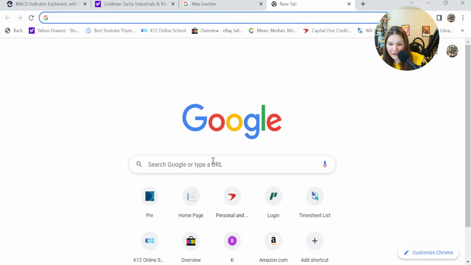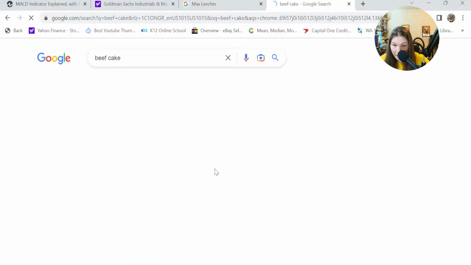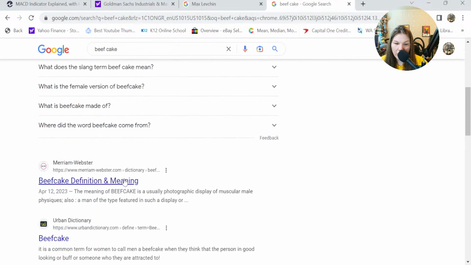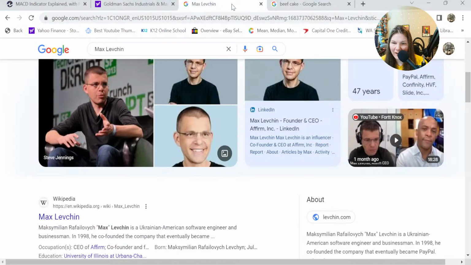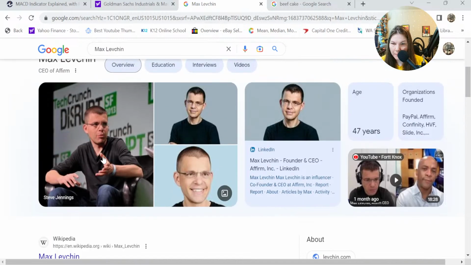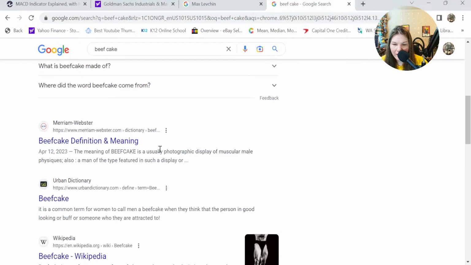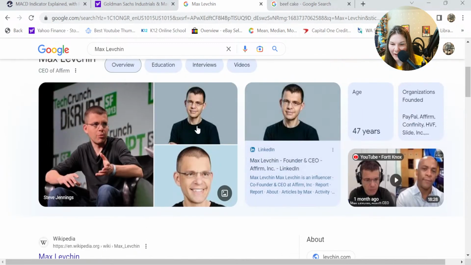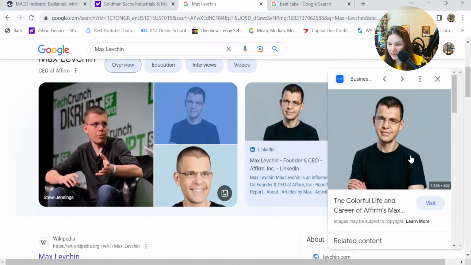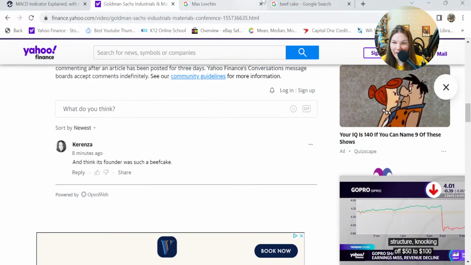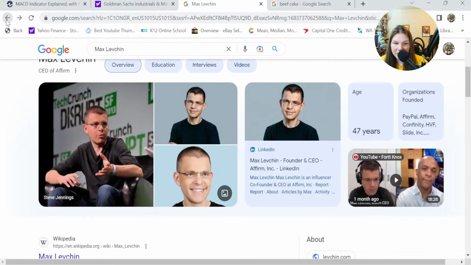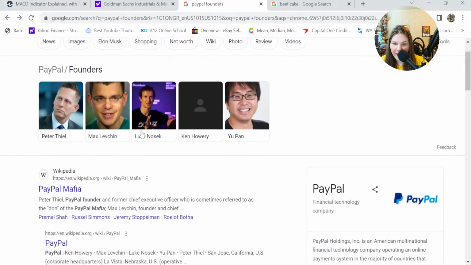I think I need to see what the definition of a beefcake is. That must be a word. A beefcake is a photographic display of a muscular male physique, a man of the type featured in such a display. Oh, a beefcake is a good thing, and I'm looking for some beef here. Muscular male physique. Okay, this can't be the guy she's talking about, not Max, because I see no muscles. Okay, hold on, guys. We got to look at this other guy. Who's the other guys? Maybe it wasn't Max. Maybe we do have a muscly guy up here. Luke?